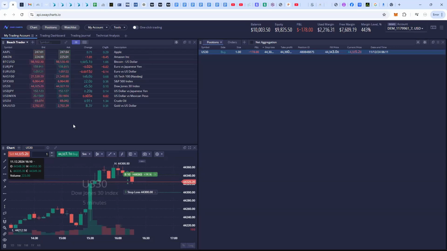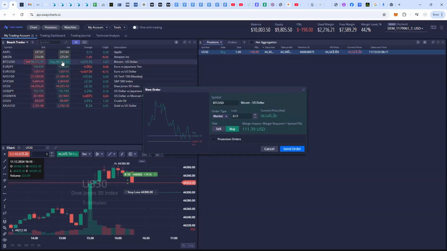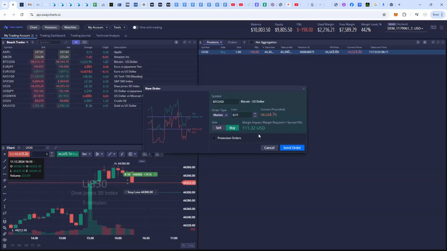Let's go to Bitcoin. Okay, and Bitcoin's at 98,000. Let's go ahead and buy it. It's been going up since last night. Bitcoin moves differently, so the lots are going to move way faster with Bitcoin. So we're going to keep this at 0.1. We don't need to go to 1 because it's going to move really fast. So let's get in this trade.